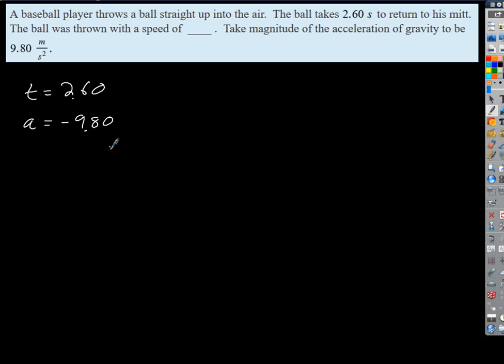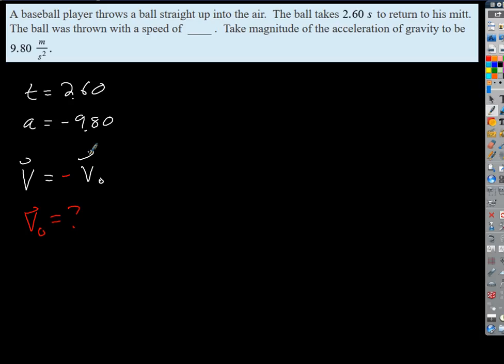So if I consider the whole trip, then I could say that my final velocity, by the way, I'm looking for initial velocity, right? Everybody see that? So we're trying to find the initial velocity. How is the final velocity related to the initial velocity? They're the same, but their directions are different. So they're opposite. Same magnitudes, opposite directions, right? So V would equal negative V naught.